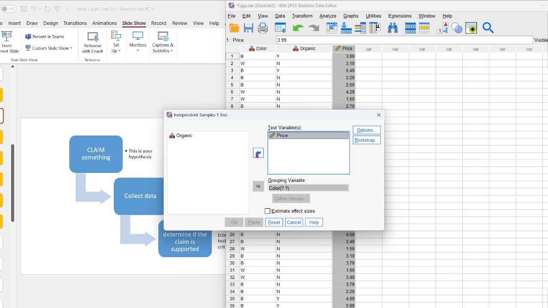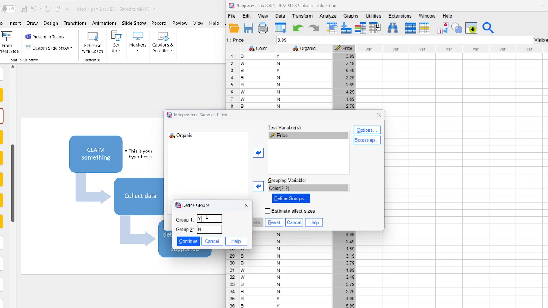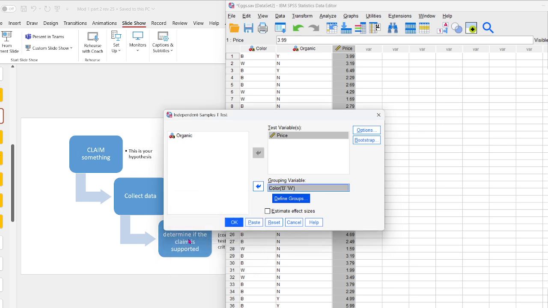Okay. Now, something else you have to do, and I'm not quite sure why, even though there's only two groups, brown versus white, SPSS wants you to define them, so you have to hit this and actually enter B and W. Otherwise, it doesn't know. I'm not really sure why you have to do that because there are only two groups, but you have to click and enter the two different groups as they're coded and then hit continue. You don't need to play with anything else.